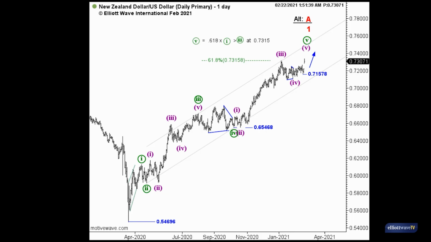A technique that is underused is to look at other correlated markets that move in sync with the market that you're counting. For example, in February of this year we posted this chart of the Kiwi for subscribers. We were counting the advance from the March 2020 low as an impulse, and in particular we were looking for the completion of the final fifth wave of an impulse to complete the green circled wave 5 from 65.46.